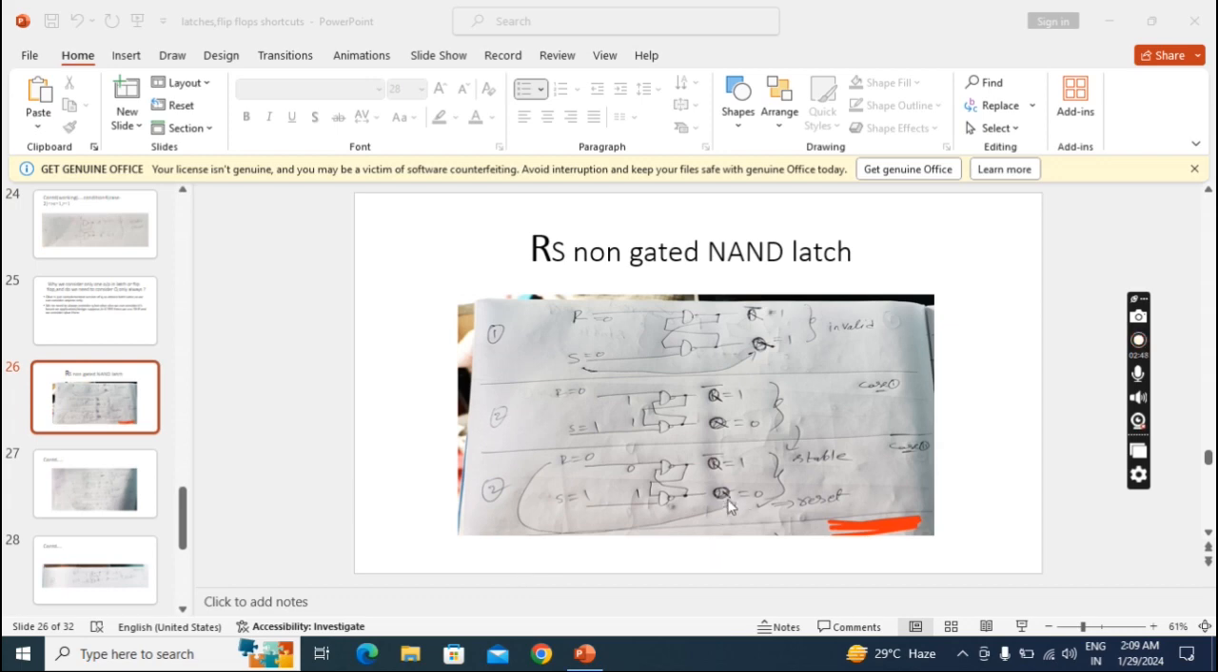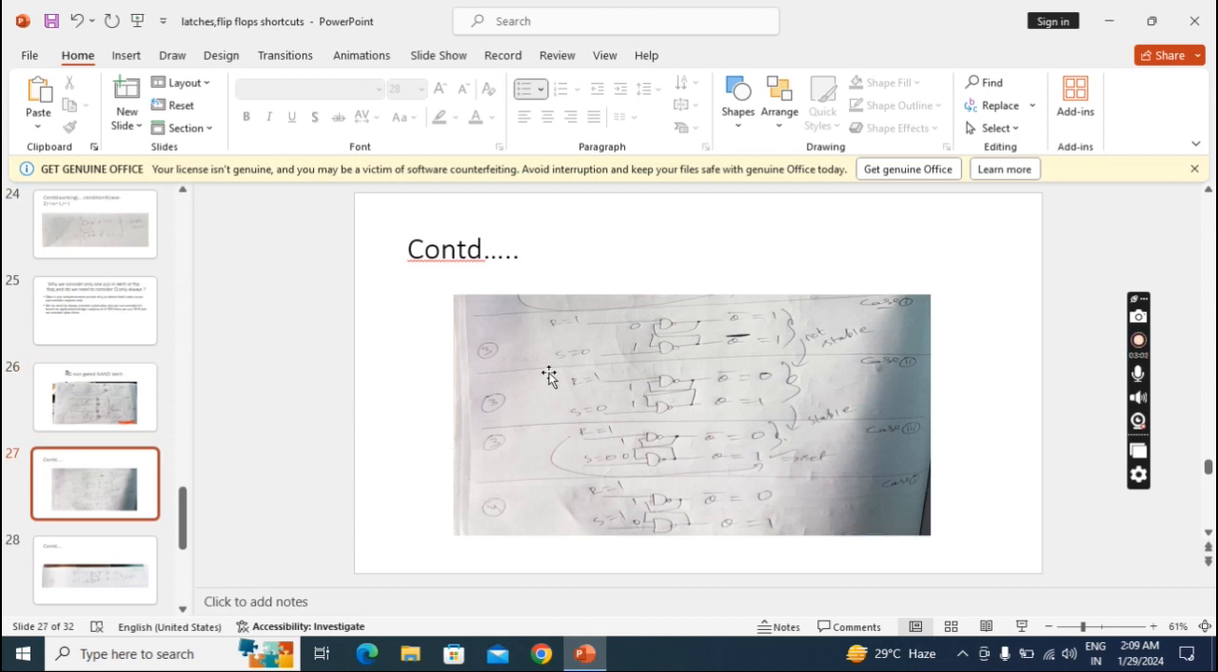Whatever the R value, that will come to the Q. But this condition is applicable whenever both inputs are different. Next, third condition, when r equals 1, s equals 0. Here I took 3 cases to know the stable output. Here also you can observe, whenever s equals 0, r equals 1, we are getting set. In SR also we get set when s equals 0, r equals 1. And here also you can observe, inputs are different and whatever the r value, that only comes to the Q.